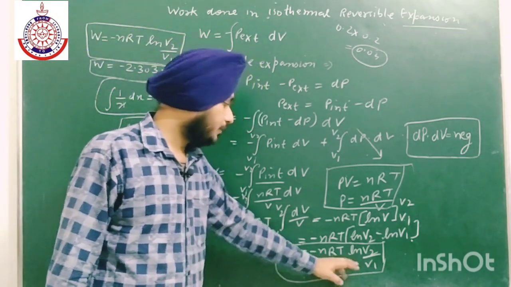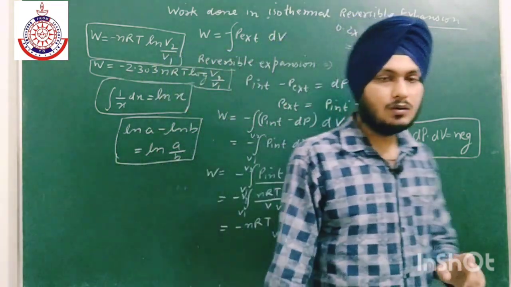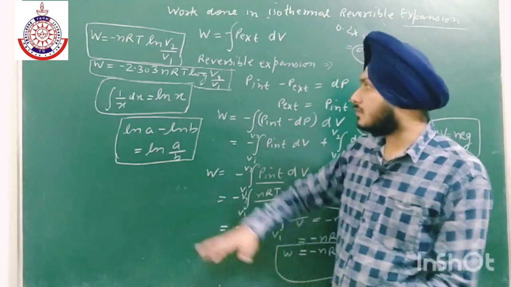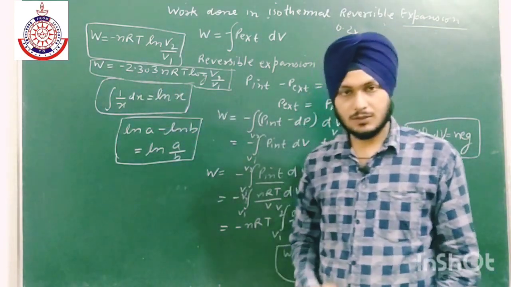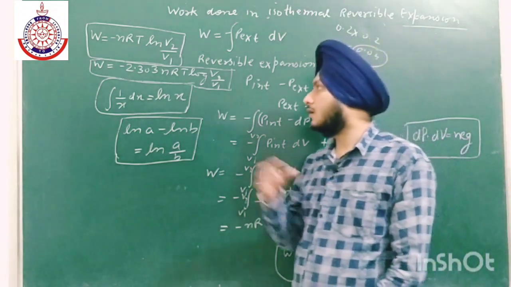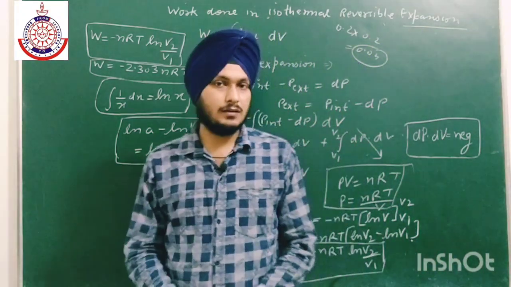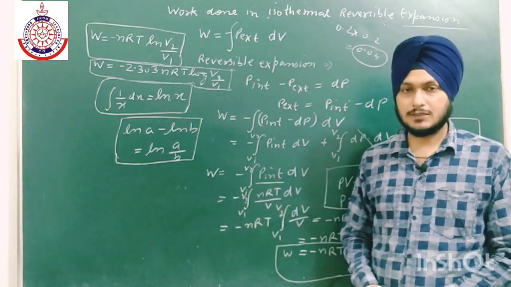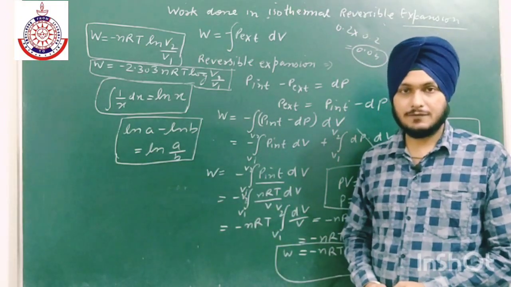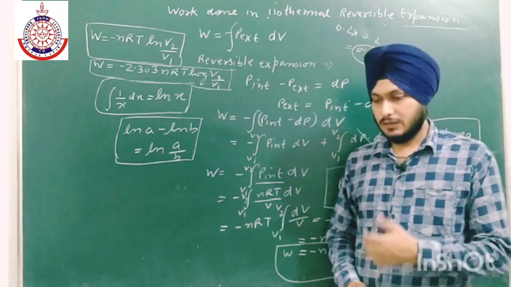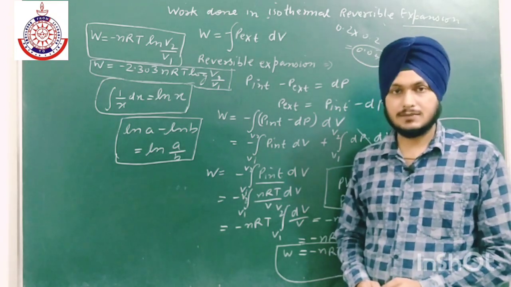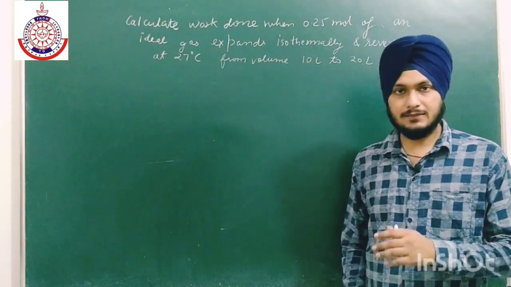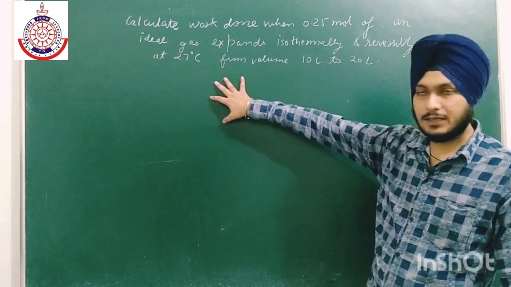So we will get this formula, and in order to convert natural log to log base 10, we just have to multiply it by 2.303. Okay, so this is the whole derivation of the work done in case of isothermal reversible expansion. Now we will discuss the graph of reversible as well as irreversible expansion. But before we move on to the graphs of reversible and irreversible processes, let us do a numerical problem.